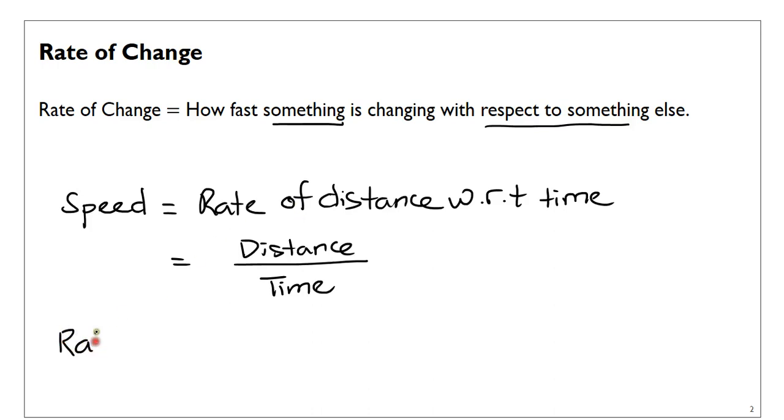I was supposed to start rate of reaction in chemistry today.